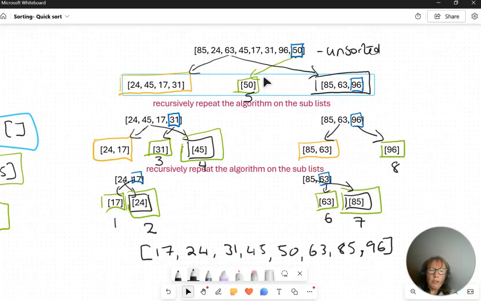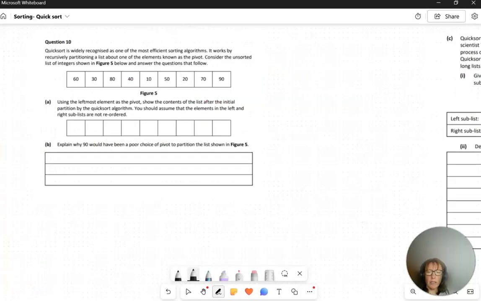What I'm going to do now is give you a very short piece of work to practice this if you have time in class. Okay, so just a bit of work on that.